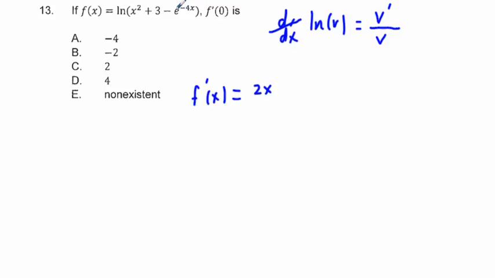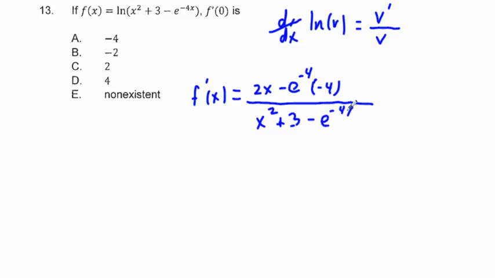the derivative of negative e to the negative 4x. Well, that's going to be negative e to the negative 4x times negative 4. And that's going to be over the original, which is going to be x squared plus 3 minus e to the negative 4x. And this negative 4 and this negative cancel each other.